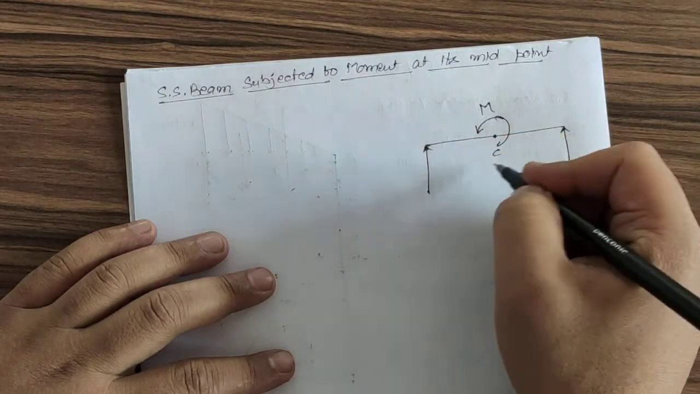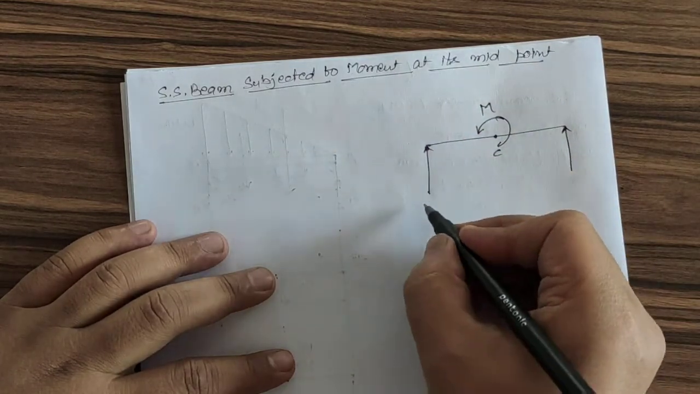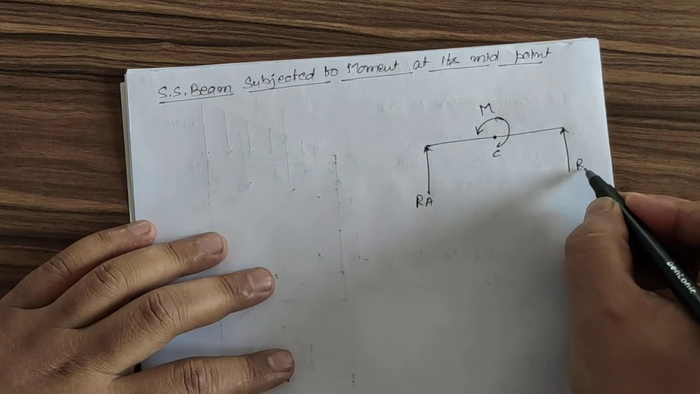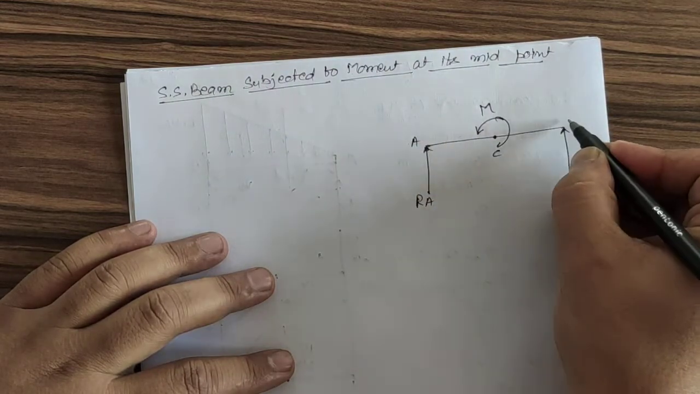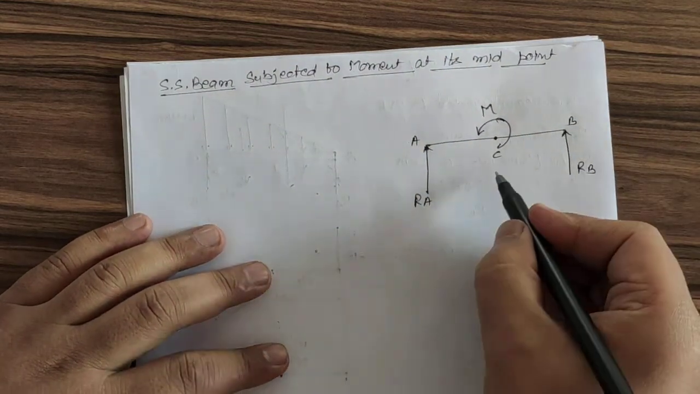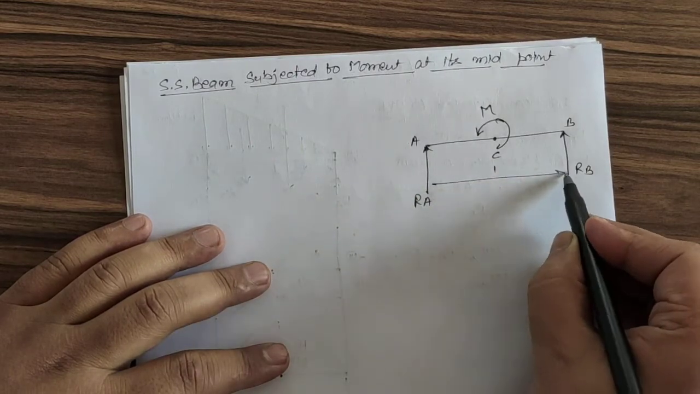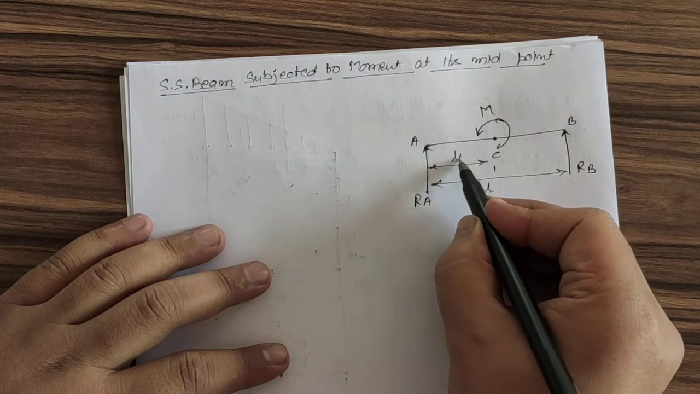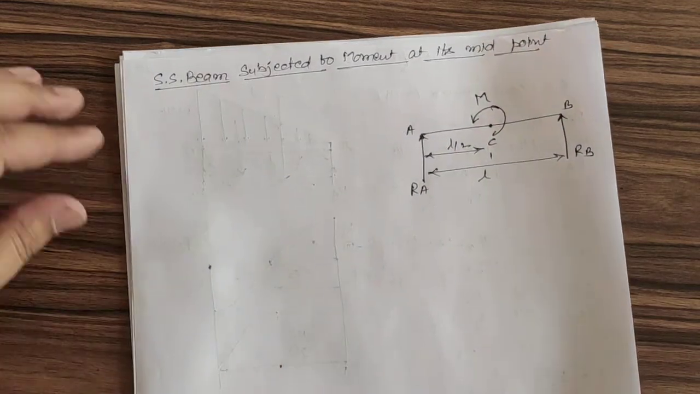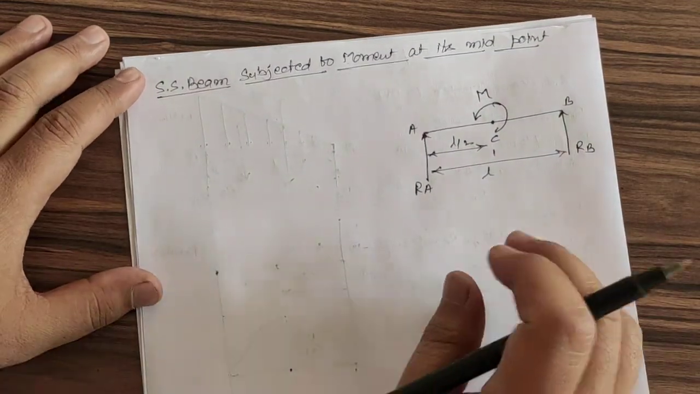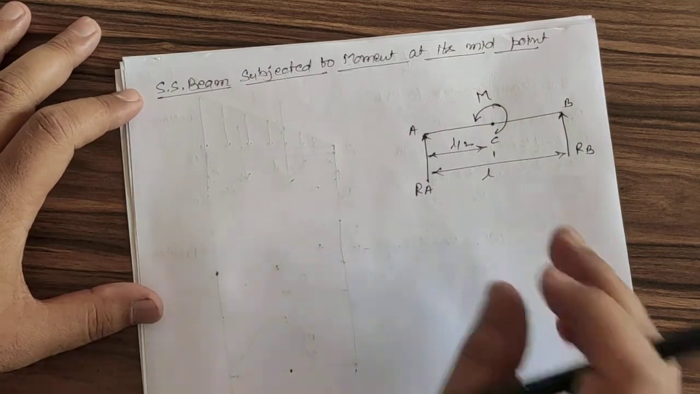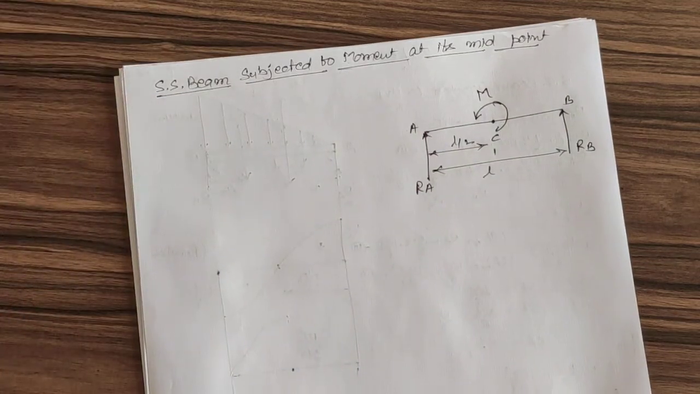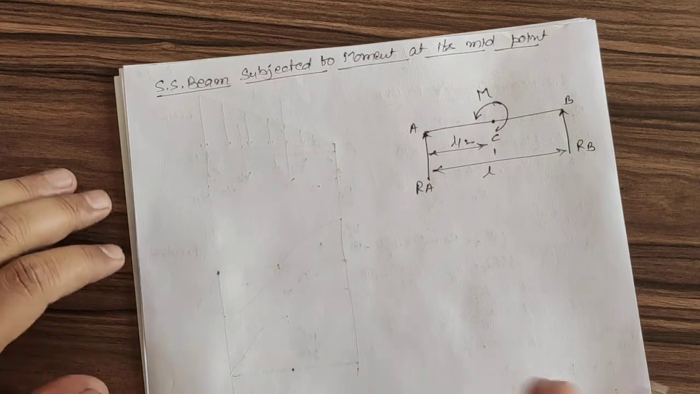The nature is anti-clockwise. This is R A, this will be R B, point A, point B, and point C. At its midpoint means the total length of the beam is L, and this will be L by 2. Now we have to draw the shear force and bending moment diagram for this problem. First thing we have to calculate is the support reaction.